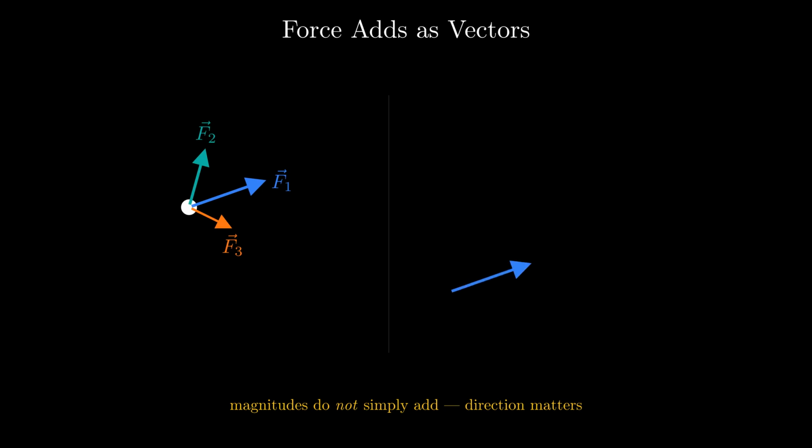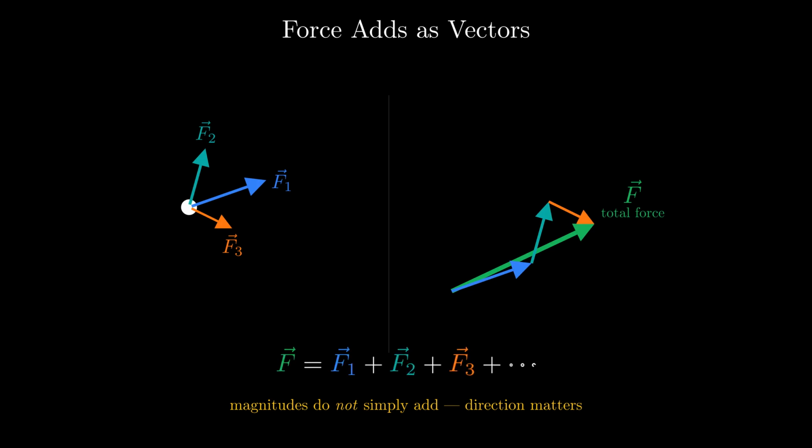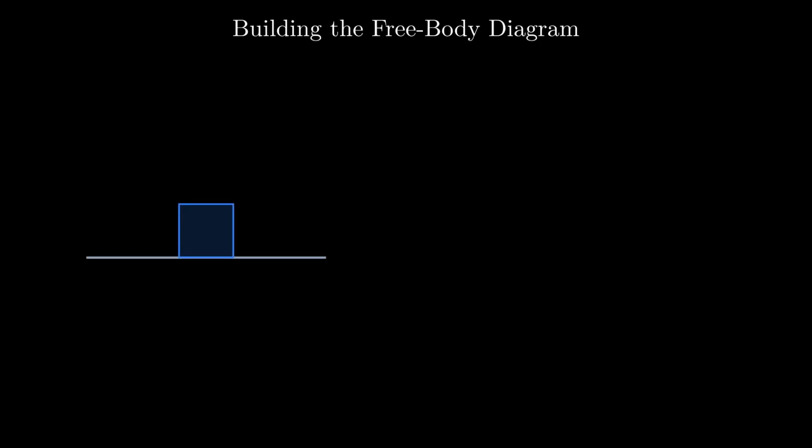Once the system is fixed, we add up everything acting on it. Force is a vector, so we can't simply add magnitudes. We add arrows, tip to tail, respecting direction. The total force on the system is the vector sum of the individual forces. F equals F1 plus F2 and so on for every force present. That single resultant arrow is exactly what Newton's second law responds to. The free body diagram is how we picture that sum.